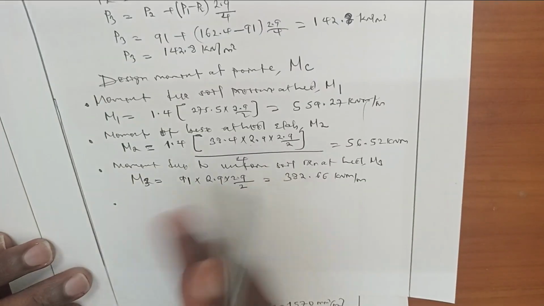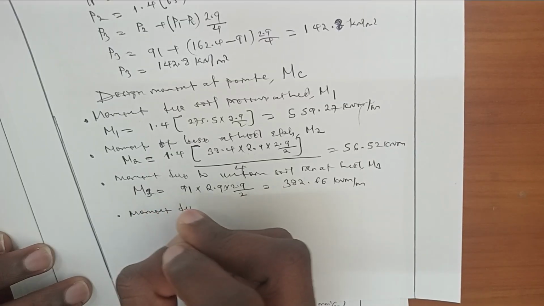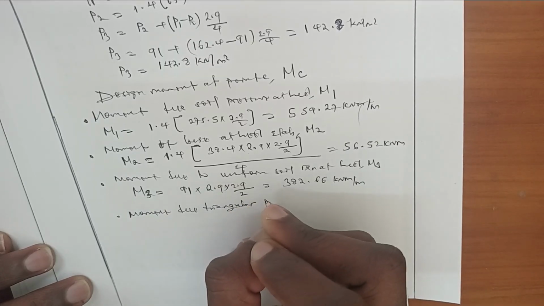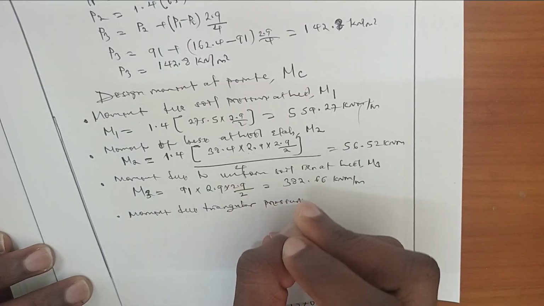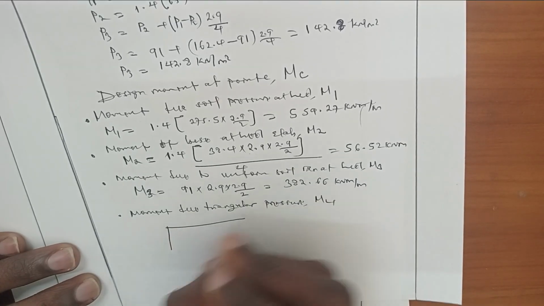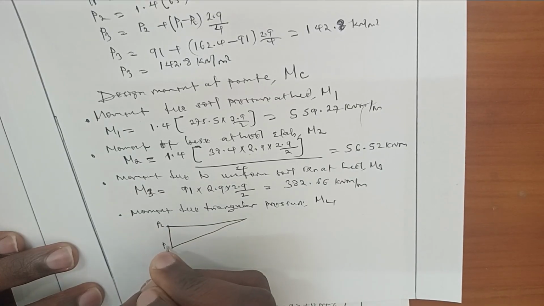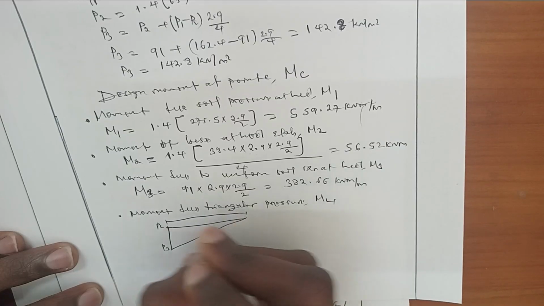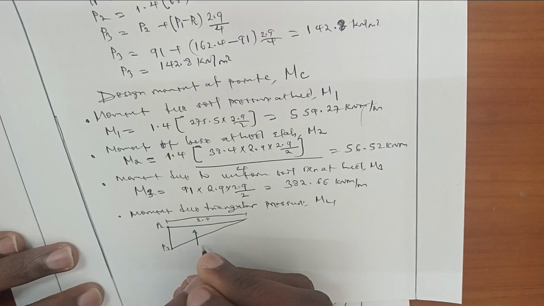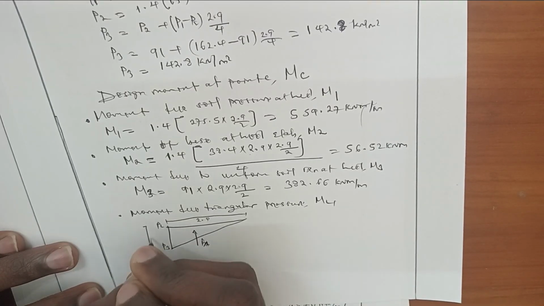So the moment due to triangular pressure, let's say this is moment 4. This triangle is in this nature. So this is pressure 2, pressure 3, and this is the height, which is 2.9, and this is the horizontal force. Let's say this force, horizontal force, and this is pressure.